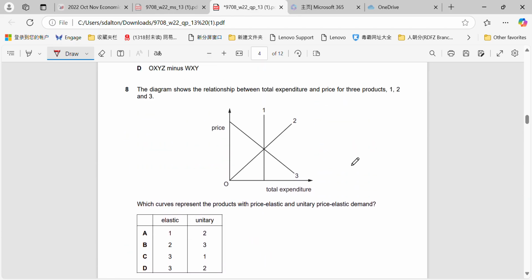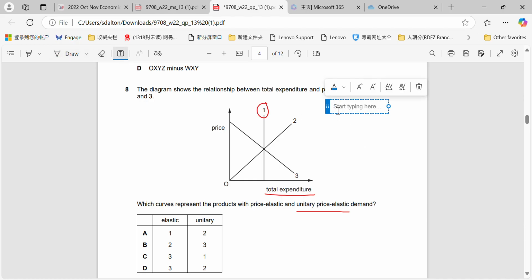Okay, we've seen this question before. It came up on our midterm, I think it was. A lot of students got it wrong. Read it very carefully. Total expenditure is represented here on the horizontal axis. So, which curve represents the products of price elastic and unitary price elastic? So first of all, unitary we can see here would be 1.